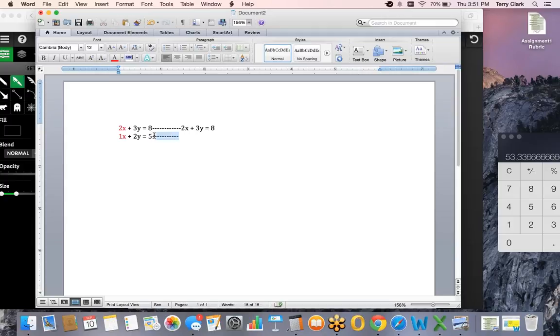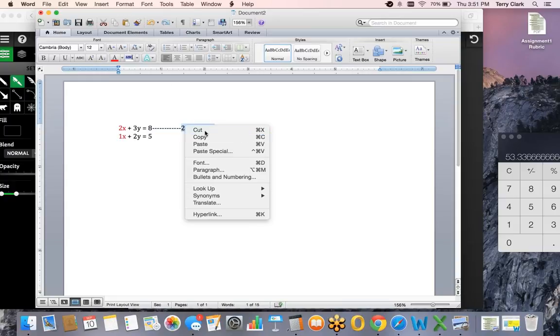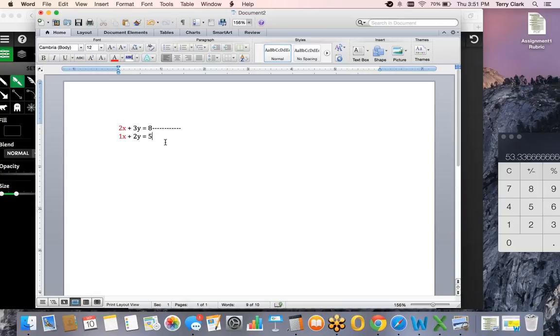I didn't really have to put all that there. Let me take this off. I'm going to cut this. Drop that down here. So what I'm going to do is bring it down here because I've got work to do on the next one. So the next one is I'm going to multiply it by negative 2. There we go. 1x plus 2y equals 5.